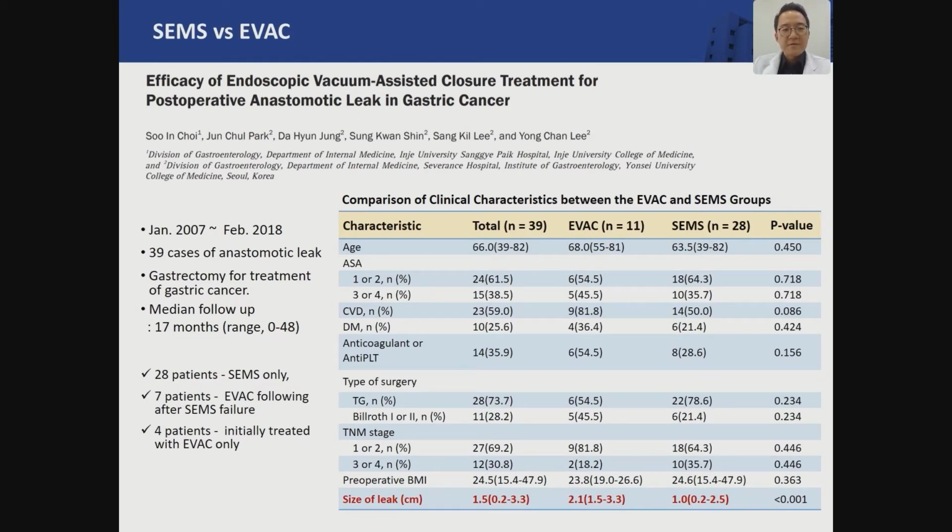So which is better, stent or evac system? I tried to compare these two modalities for managing anastomosis leak in gastric cancer. We studied about 10 years, with 39 cases of anastomosis leak due to gastric cancer. 28 patients were treated with Sims stent only, 7 patients had evac following stent failure, and 4 patients were initially treated with evac only. This study has a very small sample size, but we can find the advantages of the two modalities. There was no big difference between the two groups, especially the leakage site was larger in the evac group compared to the stent group.